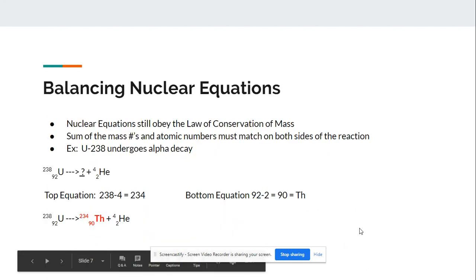So next time we will talk about balancing nuclear equations.